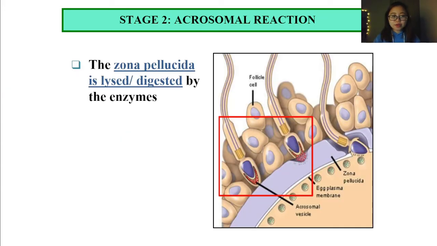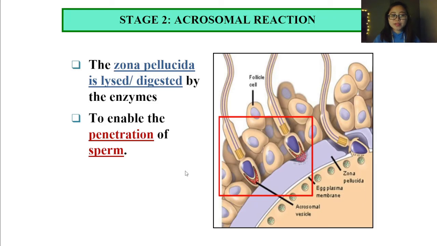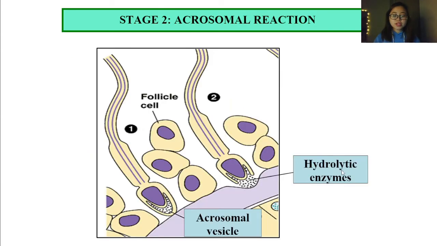When these enzymes are released, the zona pellucida is lysed or digested by the enzymes. So enzyme itu akan makan atau menghakis zona pellucida. And this enables the penetration of sperm. Ini membolehkan sperm untuk masuk. Okay, so once again, this is how acrosomal reaction would look. It's going to start by touching, and then it's going to rupture the acrosome and release the hydrolytic enzymes. So now let's look at what happens after the hydrolytic enzymes have lysed or digested most of the zona pellucida, and the sperm can reach the plasma membrane.